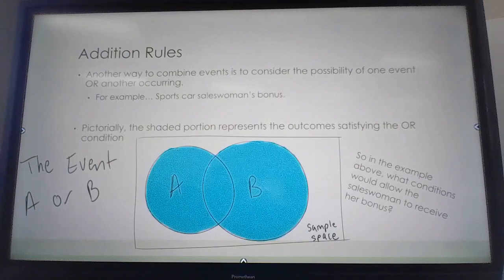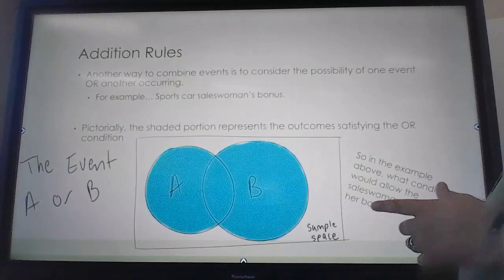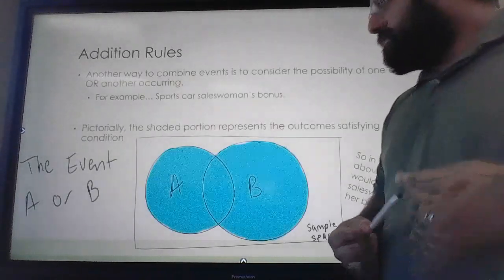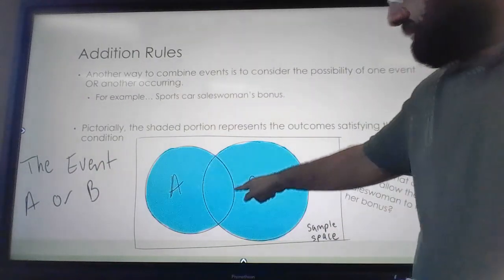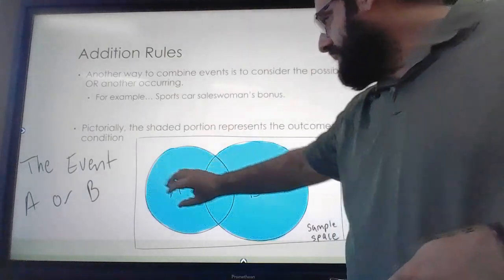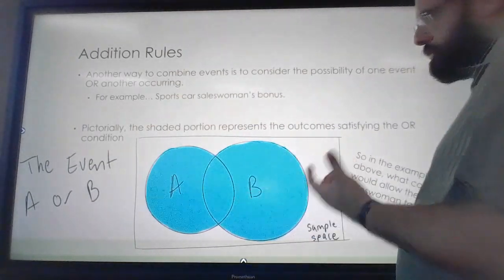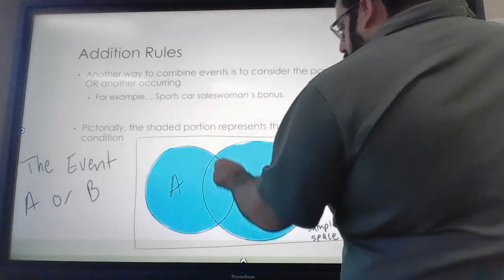And that's where we run into something called mutually exclusive events, right? Two events are mutually exclusive, or another word is disjoint, if they cannot occur together. In particular, events A and B are mutually exclusive if the probability of A and B is 0. Going back to the Venn diagram, if A and B are mutually exclusive, then this overlap here is not filled in. It's just the outside of A here, the outside of B here. So that's what it means for two sets to be disjoint, is if there's no overlap.